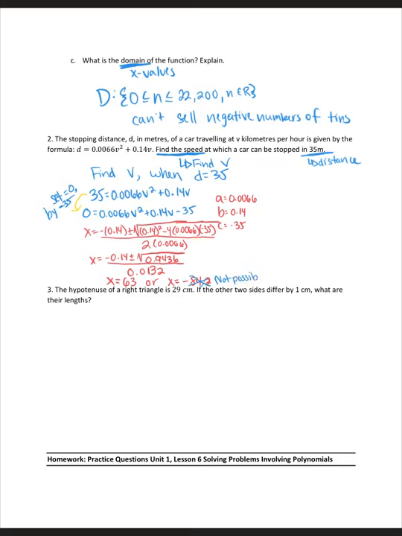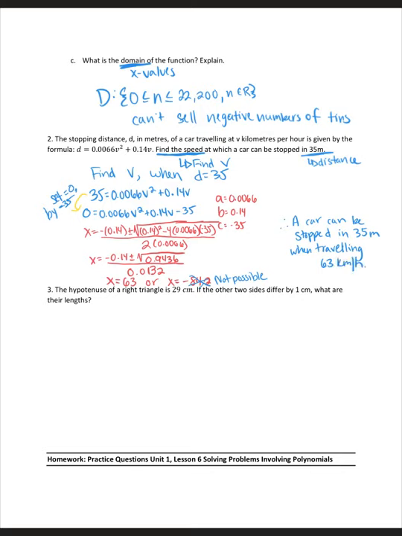So now we only have one possible solution. We can answer the question. So remember, the question was find the speed at which a car can be stopped in 35 meters. So we could say, therefore, a car can be stopped in 35 meters when traveling, we'll say 63 kilometers per hour.